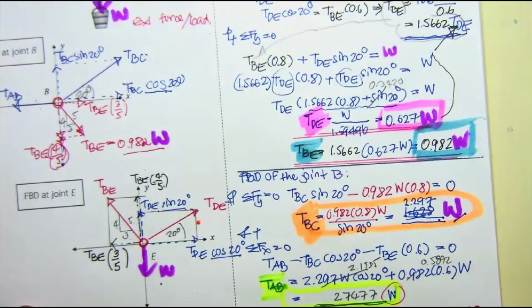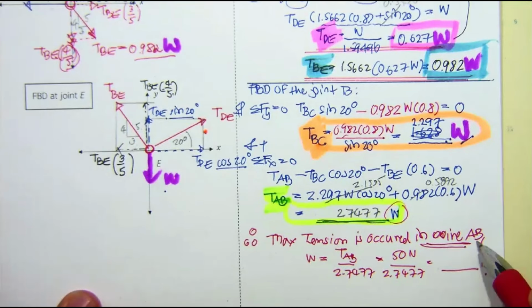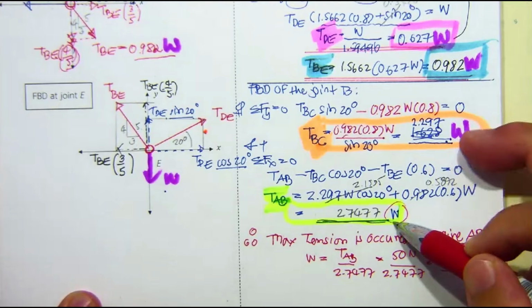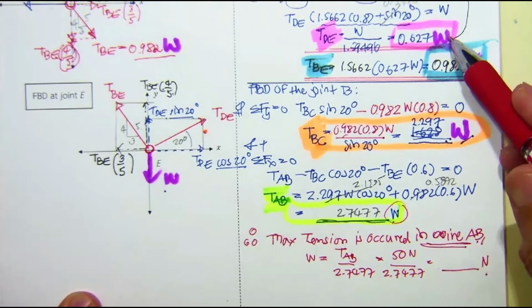Maximum tension occurs in this one. This one is going to be 50 Newton divided by 2.7477, and then this is going to be your answer. The tension occurring in YAB is the maximum, larger than this one. This is the largest.